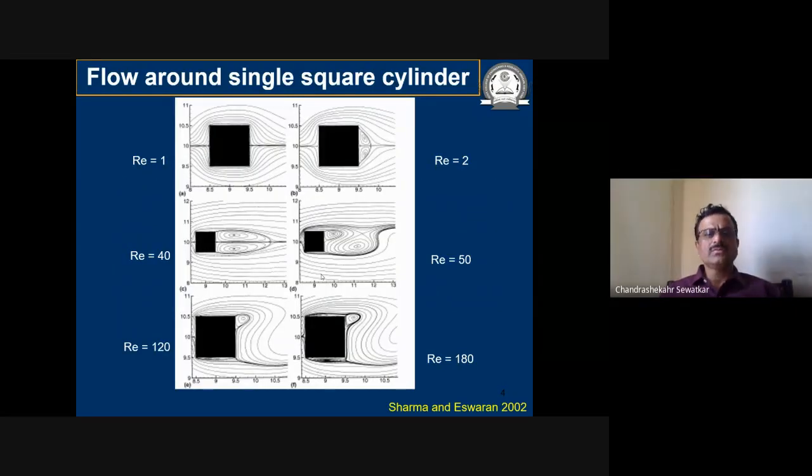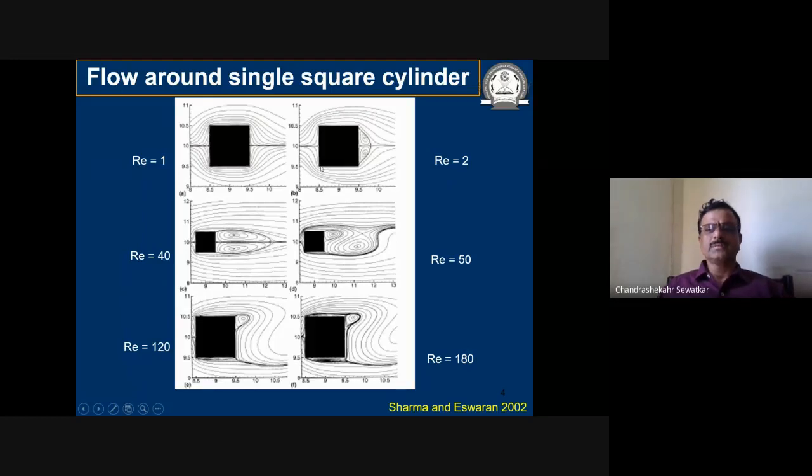See, for example, flow around a single square cylinder. When the flow occurs around a single square cylinder at a very low Reynolds number, of the order of, let's say, 1, it occurs like this. The flow comes to the body, it is continuously in touch with the body, and even at the back end of the body, it touches the surface. So essentially, there is no separation occurring here.